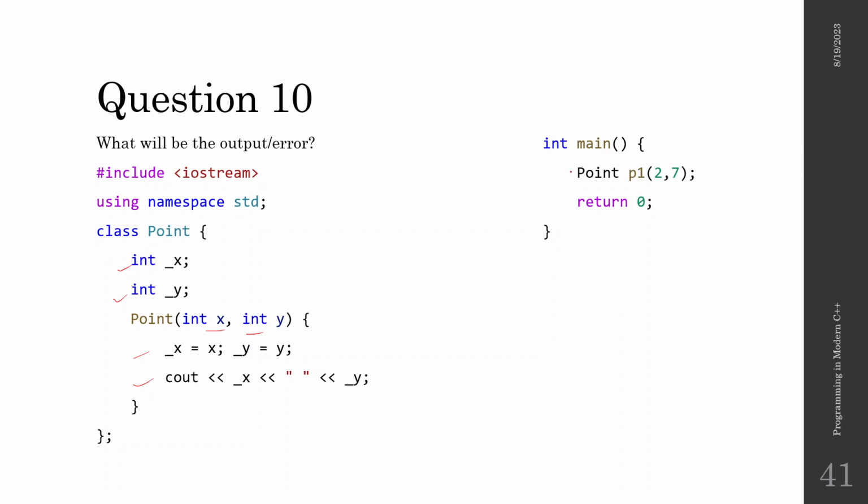Okay, and then we have the main function where we are creating an object with arguments 2 comma 7. So ideally it should assign 2 and 7 here, and then it should print it also. So 2 comma 7 should be printed, but the problem is that this constructor is private.